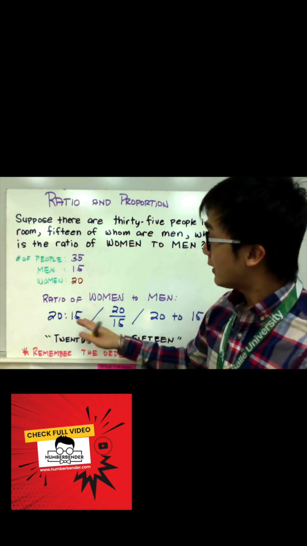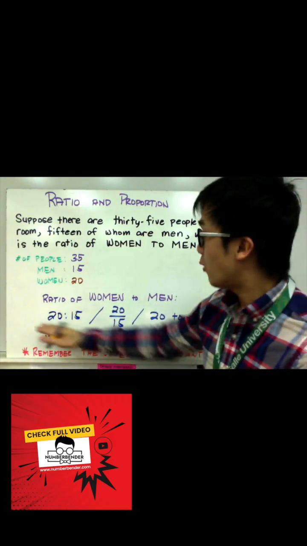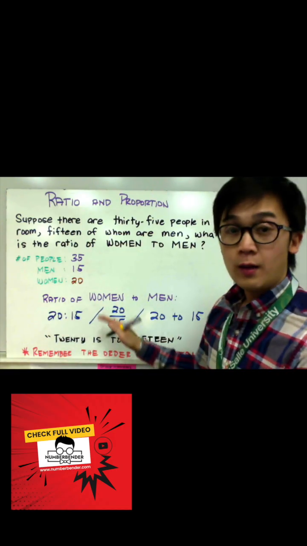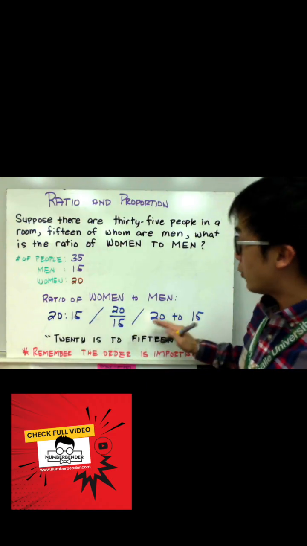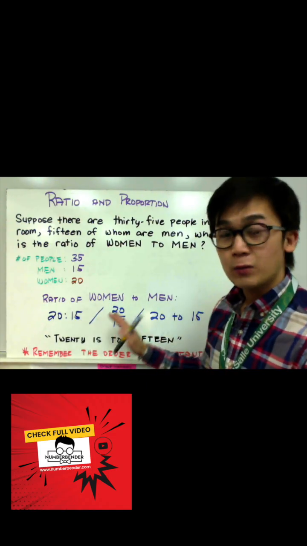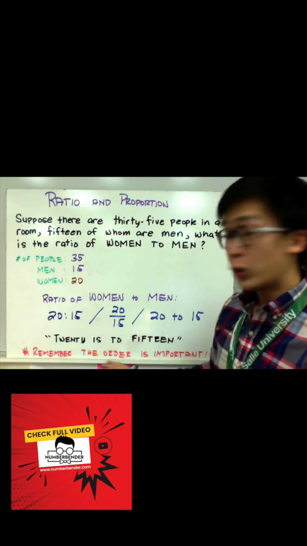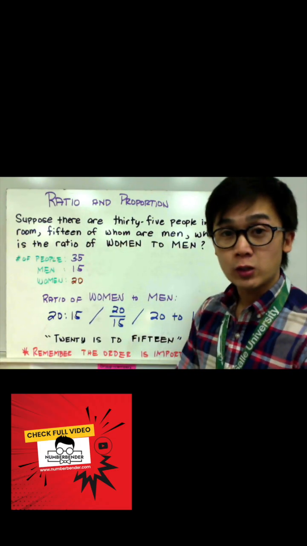So it's really dependent on how the question is being asked and on how you write your ratio, because this will help you understand and find the value of, let's say, an x in a given problem that involves ratio and proportion. So once again, the order is very important in ratio and proportion.